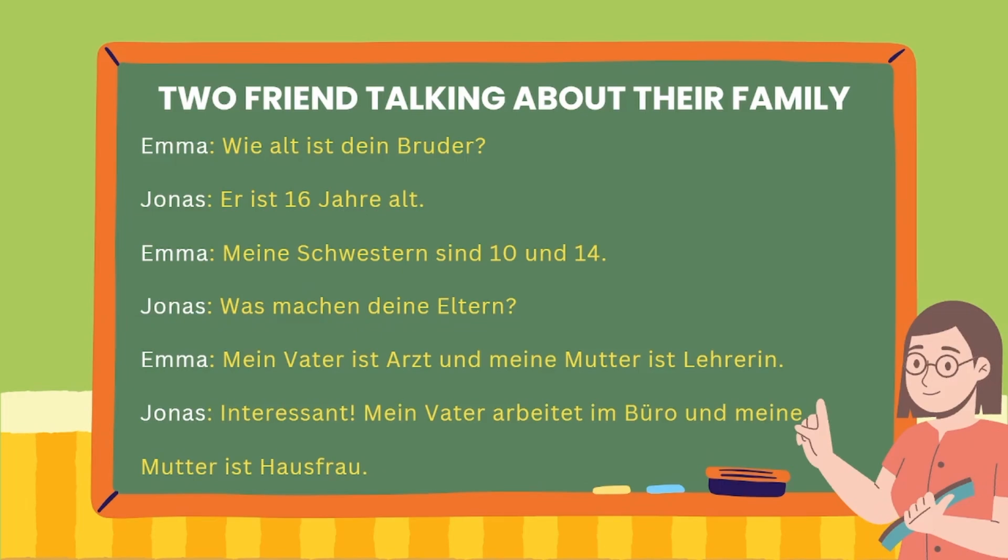So Johannes says, "Was machen deine Eltern?" Johannes asks, "What do your parents do?" Or what is the occupation of your parents? You can put it in different ways. So Emma replies, "Mein Vater ist Arzt und meine Mutter ist Lehrerin." So Emma says, "My father is a doctor and my mother is a teacher." And Johannes replies, "Interessant. Mein Vater arbeitet im Büro und meine Mutter ist Hausfrau." Interessant is quite similar to interesting in English. My father works in an office and my mother is a housewife.